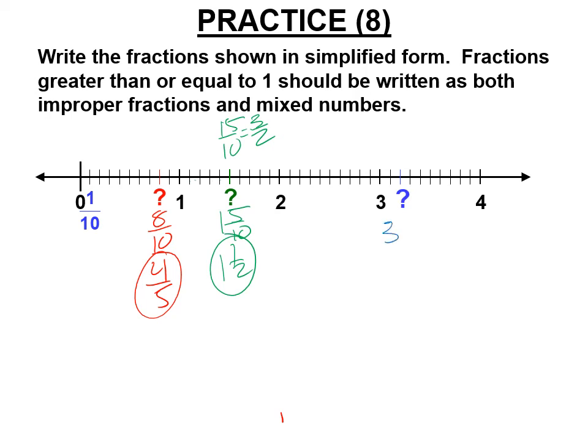That is 3 2/10. We never leave it that way. We'd make it 3 1/5. It is also 10 times 3 is 30 plus 2, 32/10. And it is also 3 times 5, 15 plus 1. It's also 16/5. It's all of those things.